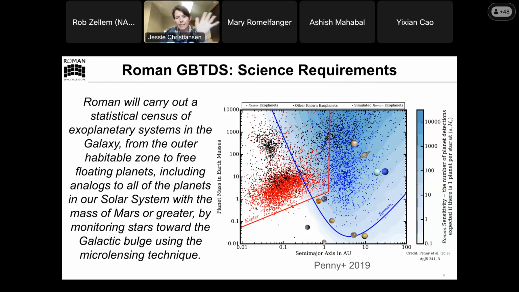So all of these red and black points are previously known planets. The red is Kepler, and we can see that Kepler did a spectacular job of filling out small planets out to about the habitable zone, but wasn't quite able to get to Earth.